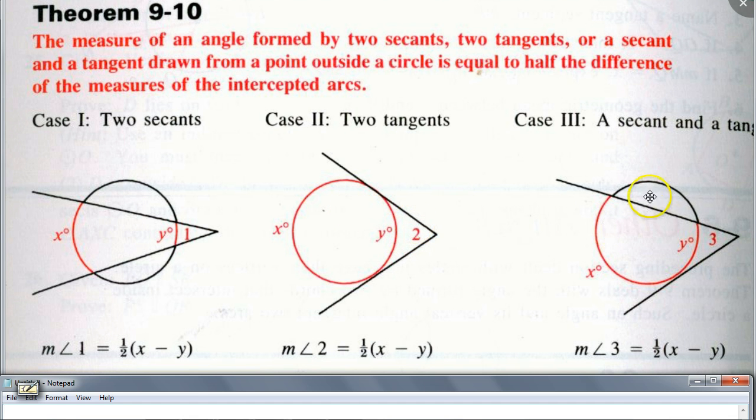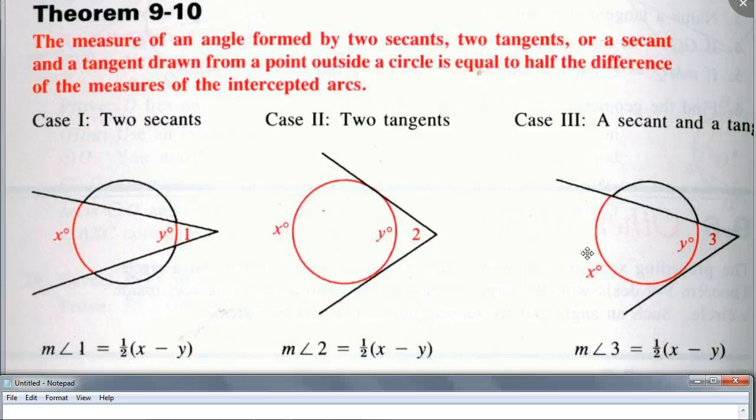Does that make sense? What about this case? That's all it's saying. Let's say the measurement of arc x is 100, y is 40. Okay. So then angle 3 is, well, 100 minus 40. Wait, I said x was 100, y was 40. Oh, y was 40? Oh, my bad. Okay, so x was 100, y was 40. So 100 minus 40 is 60 divided by 2, 30. Okay, does that make sense? That's all it's saying, right?